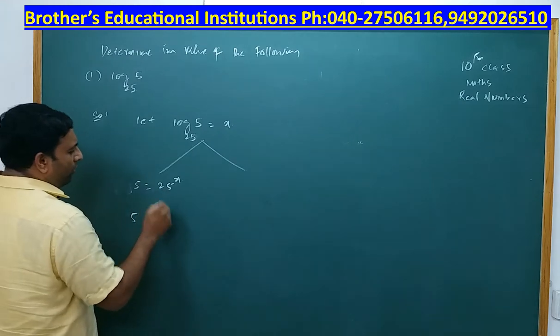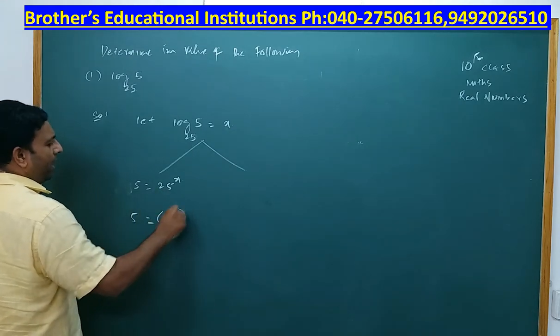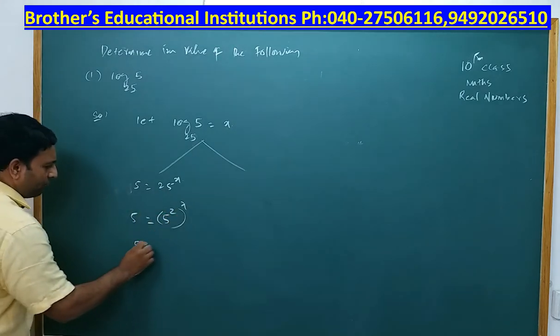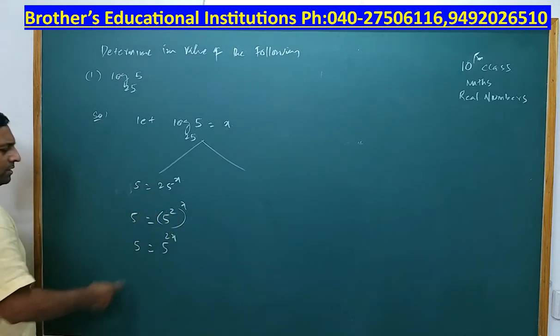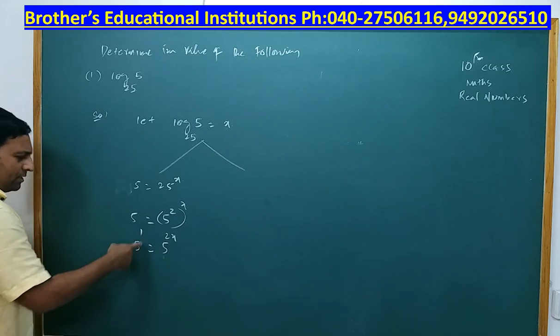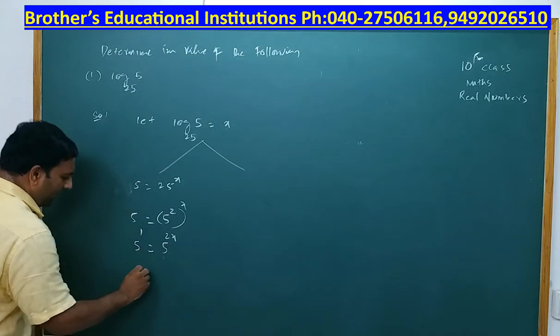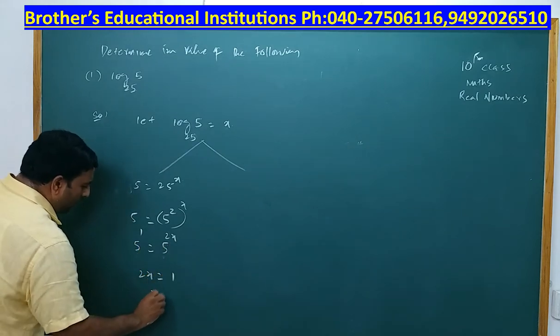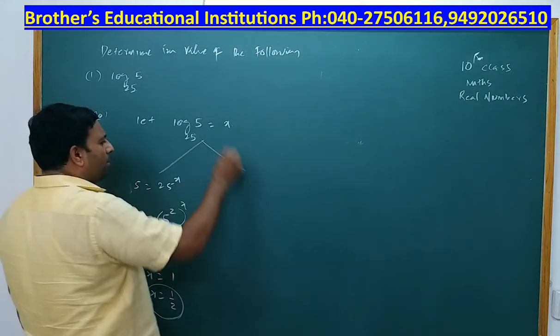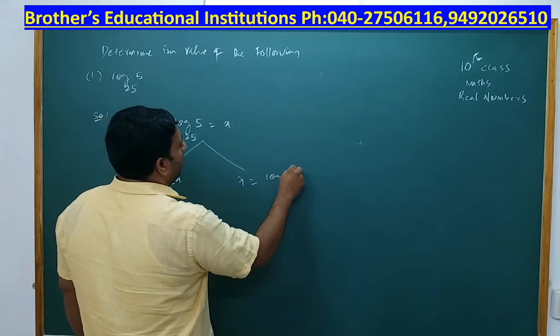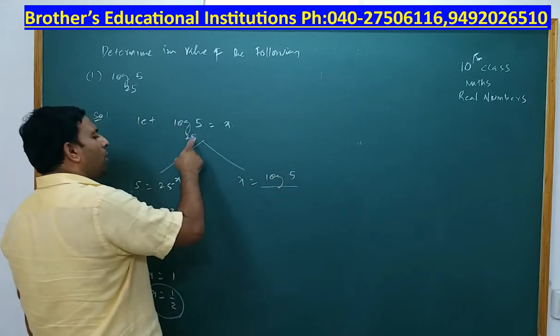25 can be written as 5 square, whole power x. So 5 can be written as 5 power 2x. Bases are equal, so equate powers. What is the base? 5. What is the power here? 2x is equal to 1, so x is equal to 1 by 2. Now the same problem can be written as x is equal to log 5 by log 25.